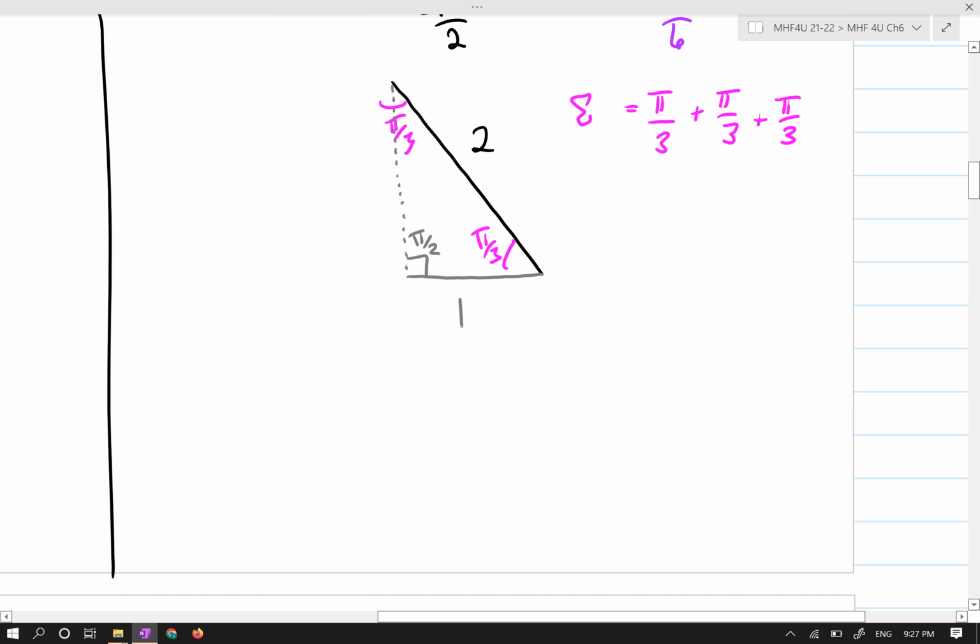Now we can use this angle as well. What happened to it? It was cut in half. What's half of pi over 3? Pi over 6. So that's our new, oops, I cut a little bit too far there with my eraser. We're working with pi over 6 up here. Okay, now we could double check pi over 6 plus pi over 3 plus pi over 2. Does that equal pi?